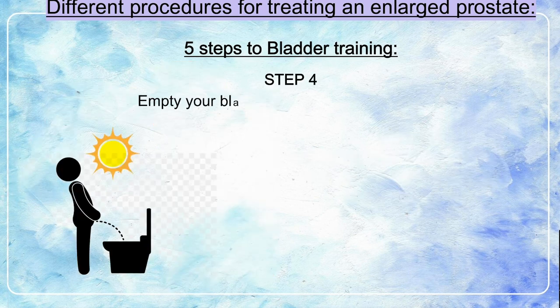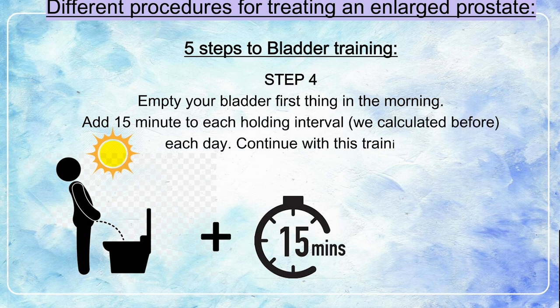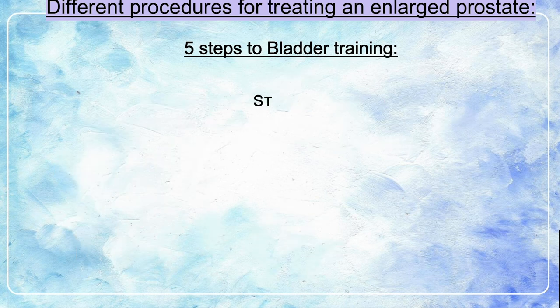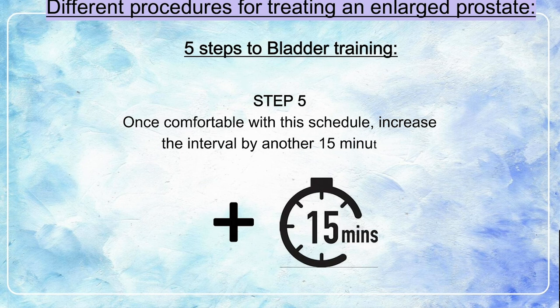Step 4. Empty your bladder first thing in the morning. Add 15 minutes to each holding interval we calculated before. Each day, continue with this training. Step 5. Once comfortable with this schedule, increase the interval by another 15 minutes.